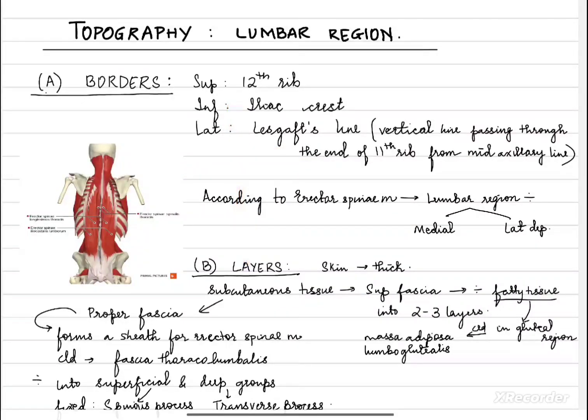According to erector spinae muscle, the lumbar region is divided into medial and lateral. Erector spinae muscles are these. If we divide this according to this muscle, the lumbar region is medial and lateral.